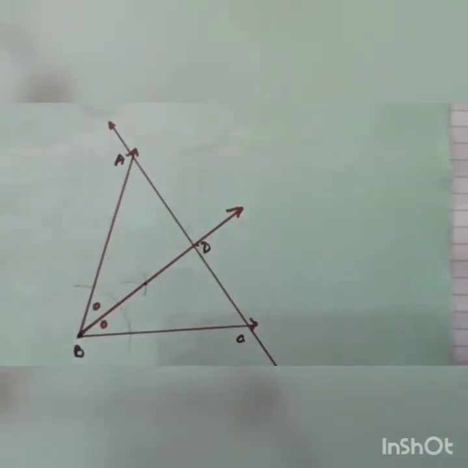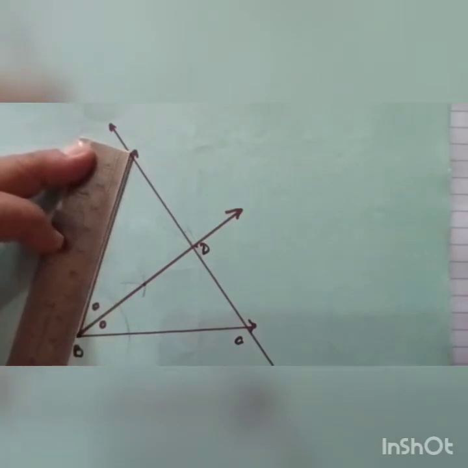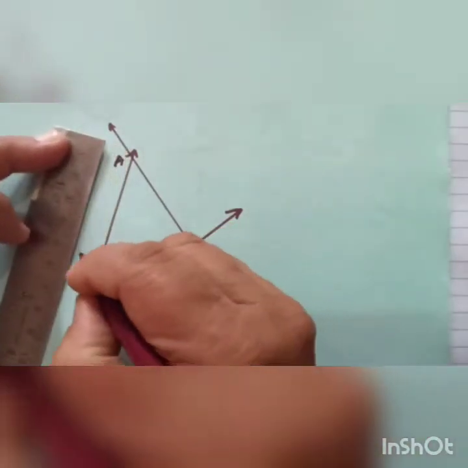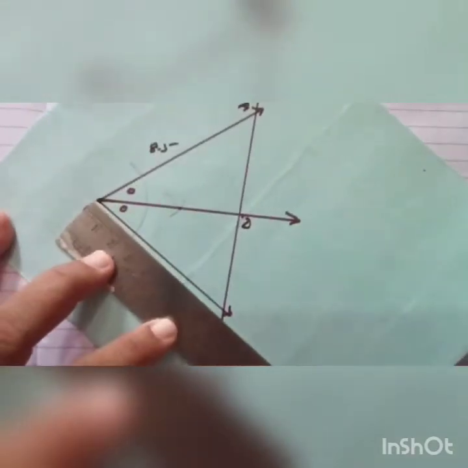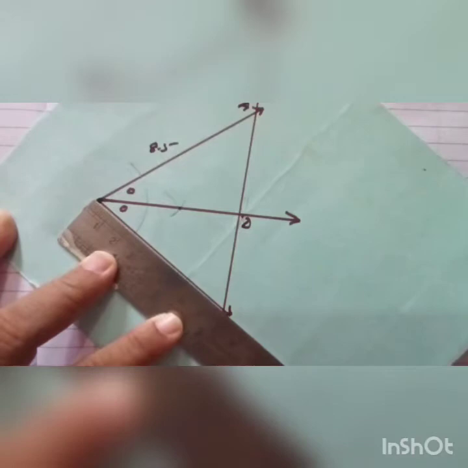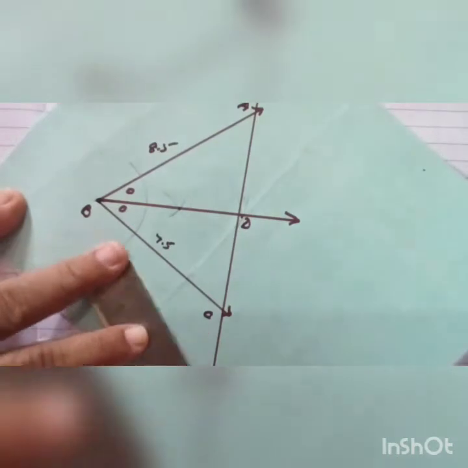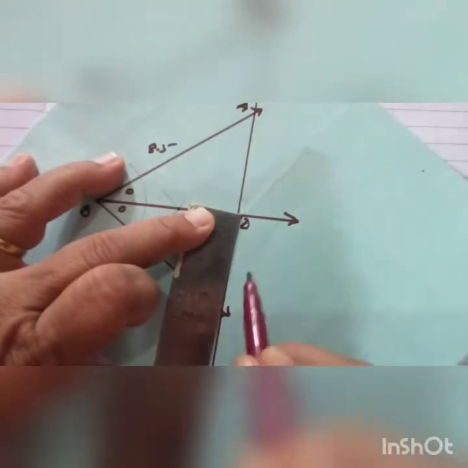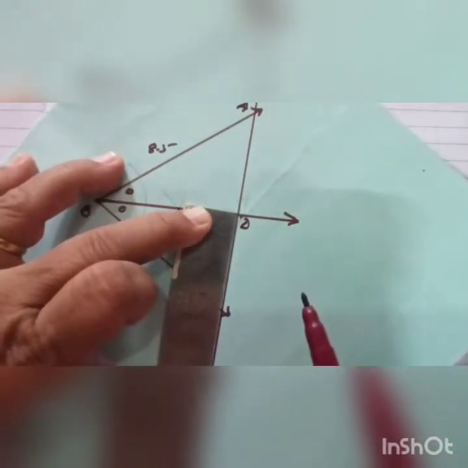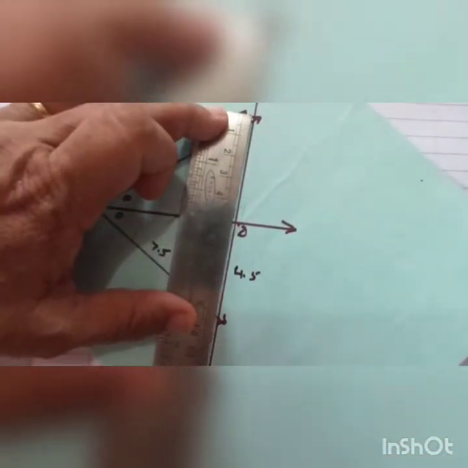Now take a scale and measure the sides. This is say 8 point, almost 8.5 centimeter. Measure BC. BC is 7.5. Measure DC. This is coming up to 4.5, and AD is 5.